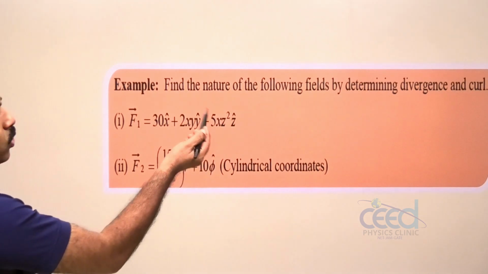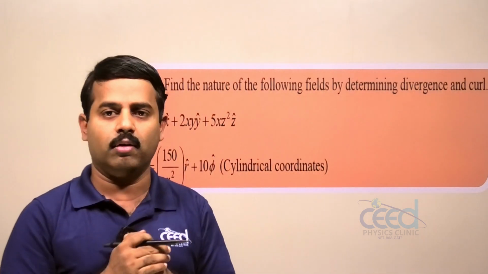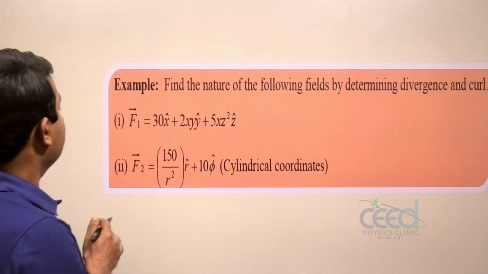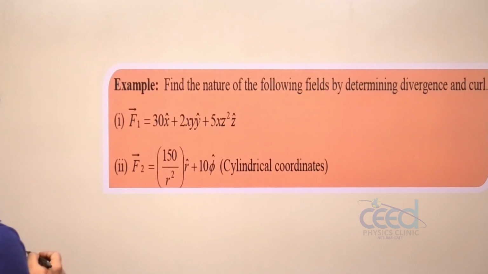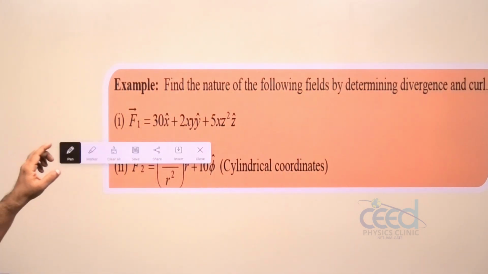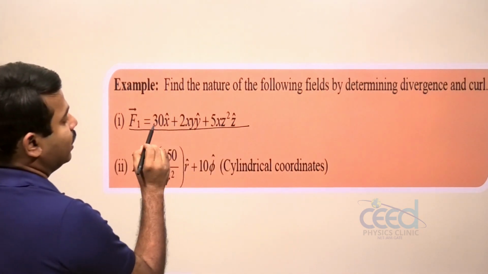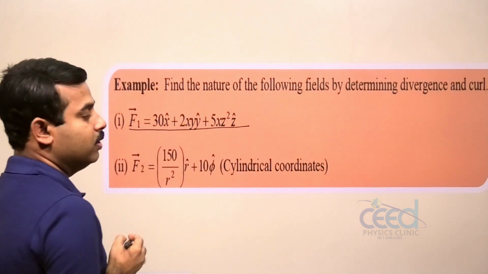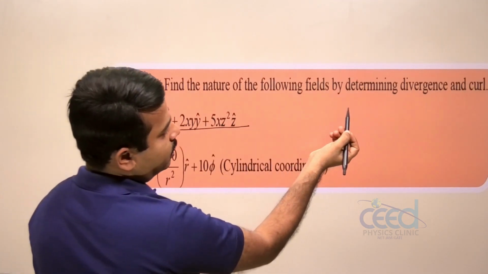So, find the nature of the following field by determining divergence and curl. Right. So, how do we do this? Here, given two fields. First of all, look here, F1 is equal to 30x x cap, 2xy y cap, plus 5x z square z cap. So, you should find divergence and curl.